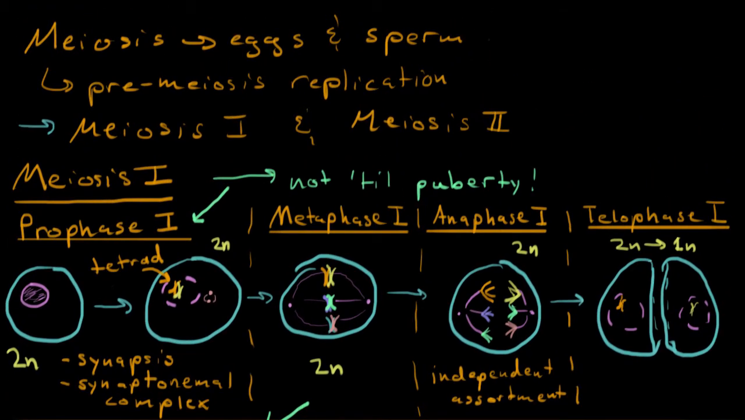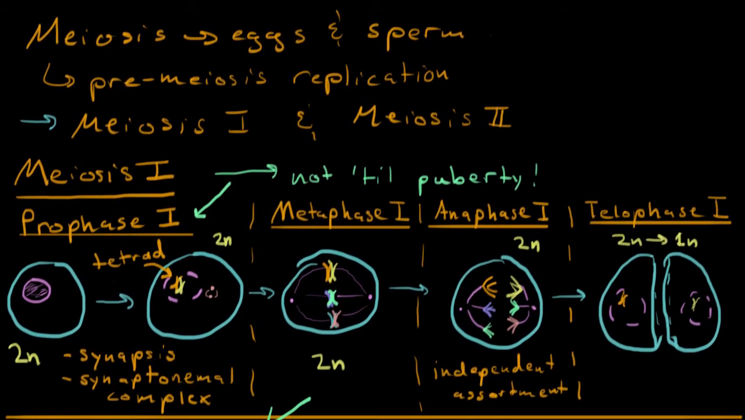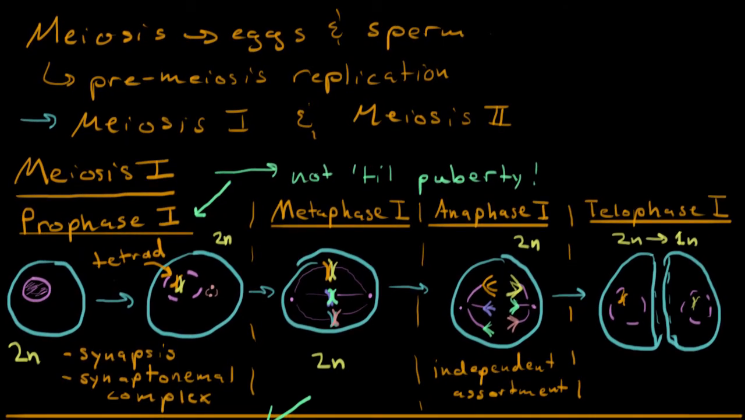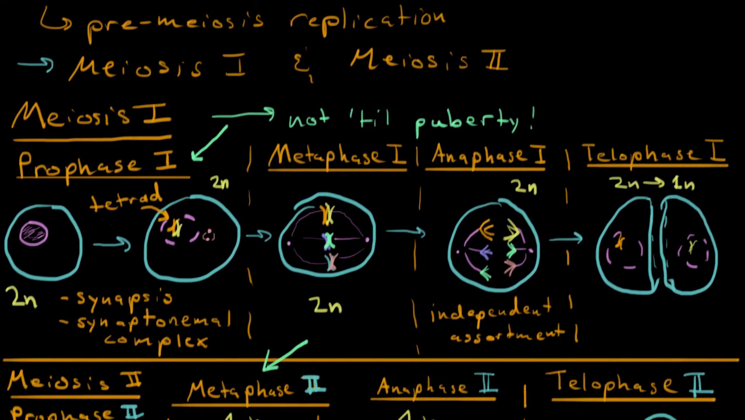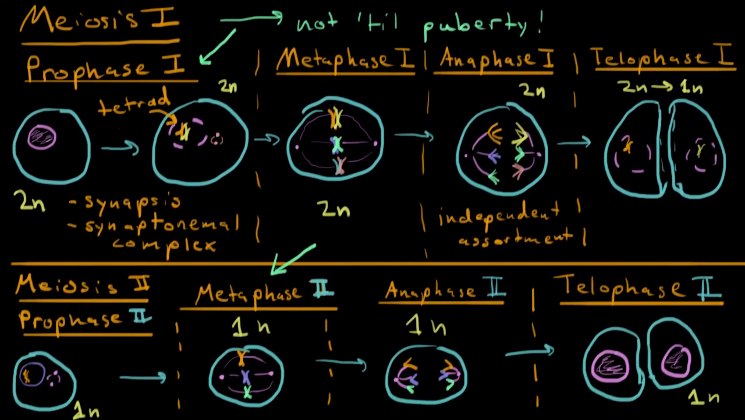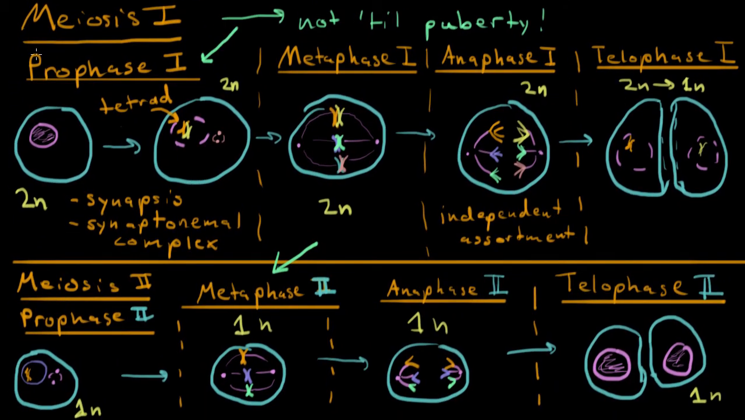Okay, so to recap. Meiosis gives rise to eggs and sperm, but before meiosis can start, you have to go through replication, so you have all of the DNA ready to go for the cell divisions that you need to go through. Meiosis goes through 2 rounds, meiosis 1 and meiosis 2. Each one of those is broken up into 4 steps. Those are prophase, metaphase, anaphase, and telophase 1 and 2. In meiosis 1, you have mostly diploid cells, and in meiosis 2, you have only haploid cells.